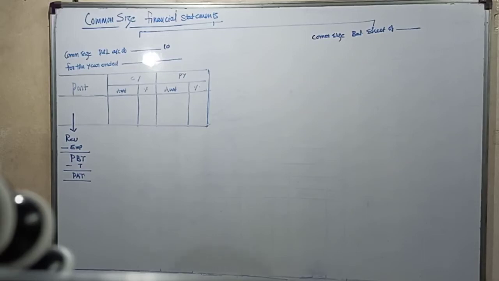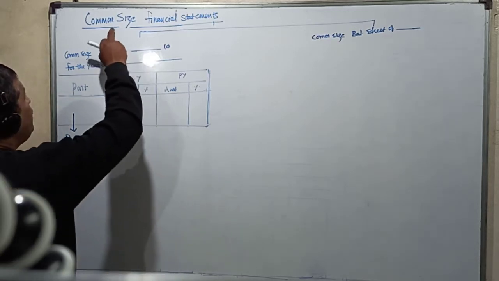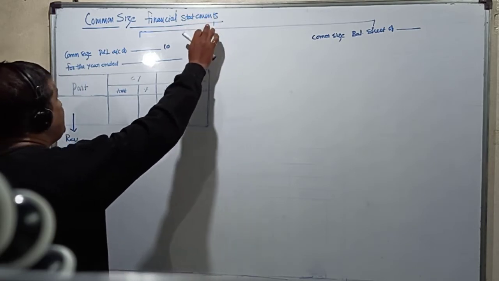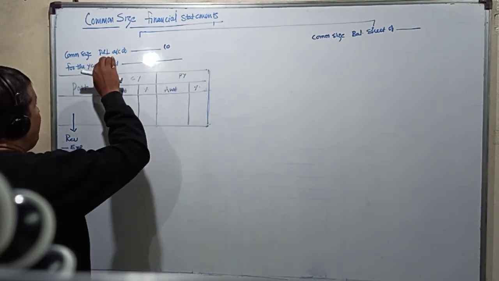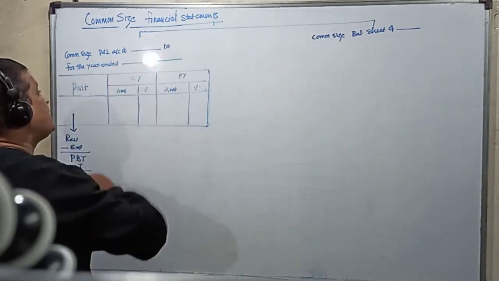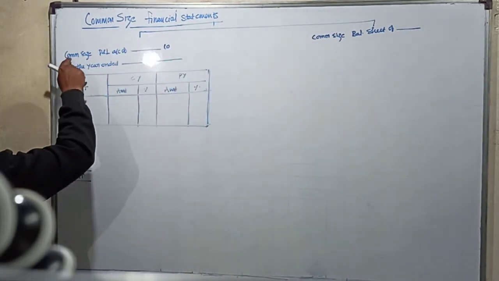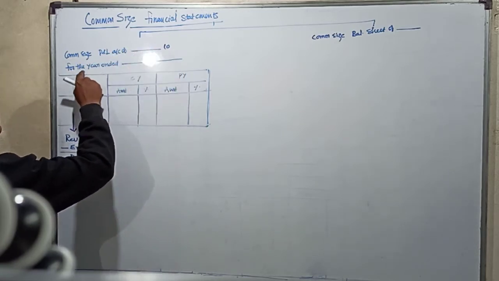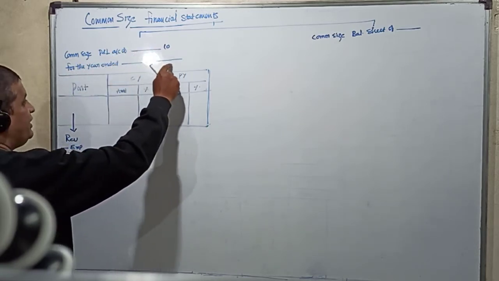So now let us start off with common size statements. So we are looking at common size financial statements. Financial statements: we have the profit and loss account and we have the balance sheet. Let us first come to the profit and loss account. Common size profit and loss account of dash company for the year ended dash and dash.